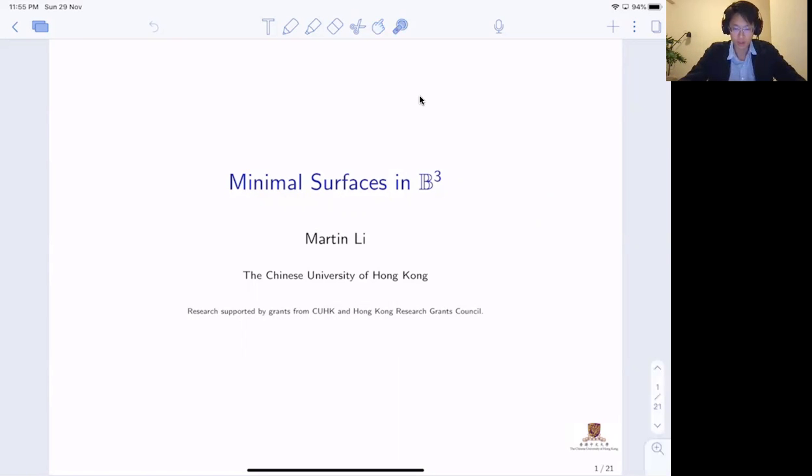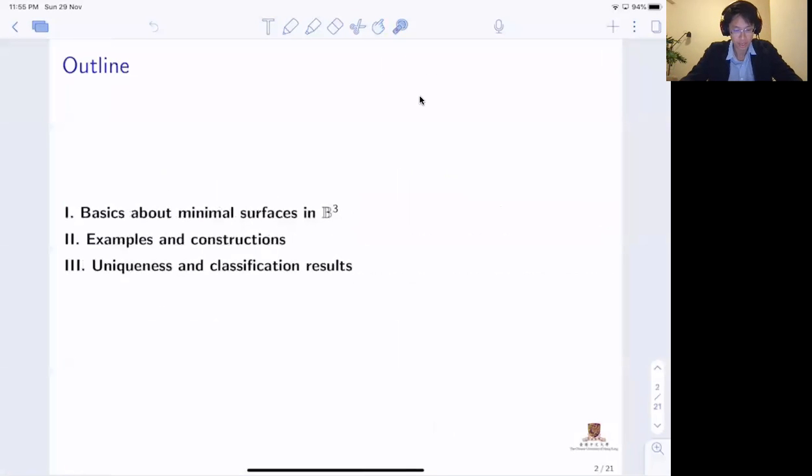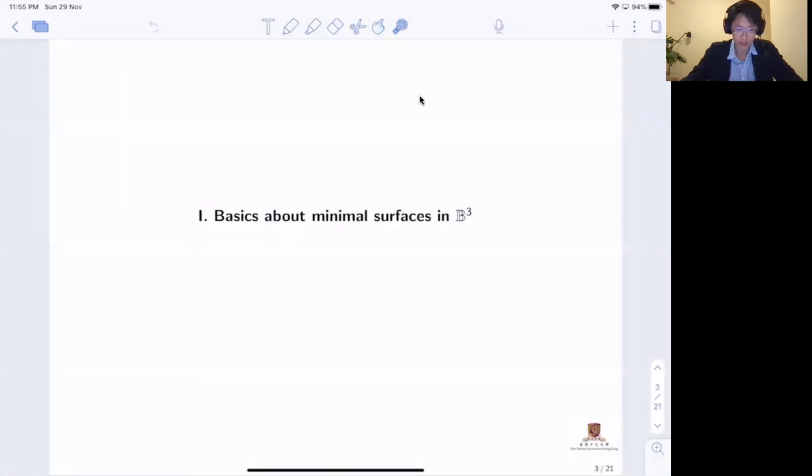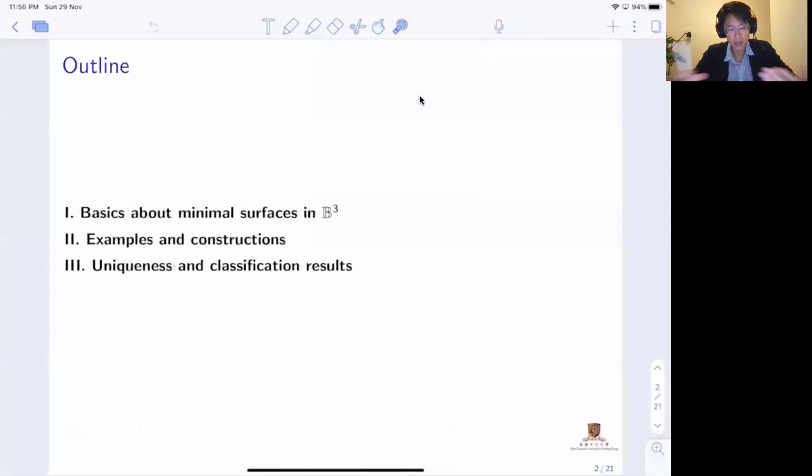Okay, so in this second part of the talk, I'm going to talk about some very recent results on free boundary minimal surfaces in the unit 3-ball. So this is a rough outline for the talk. Notice that it will be rather similar in terms of the structure to the first talk.